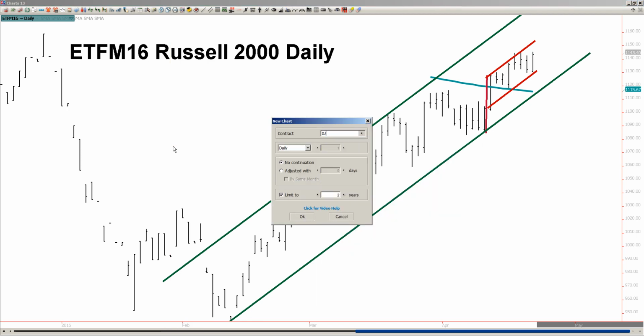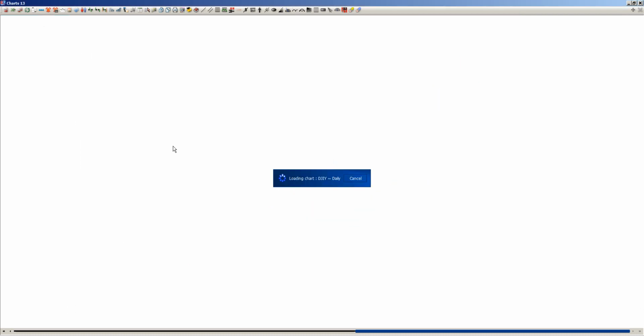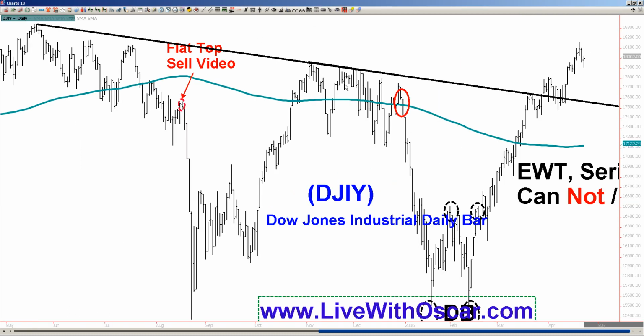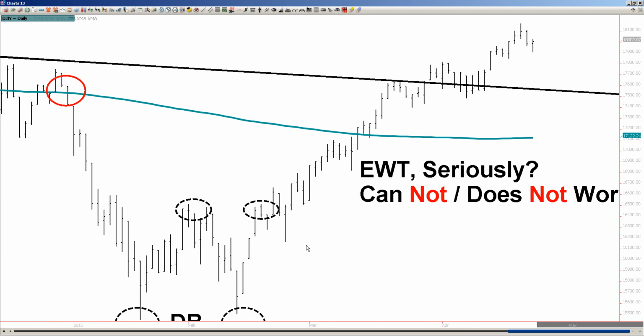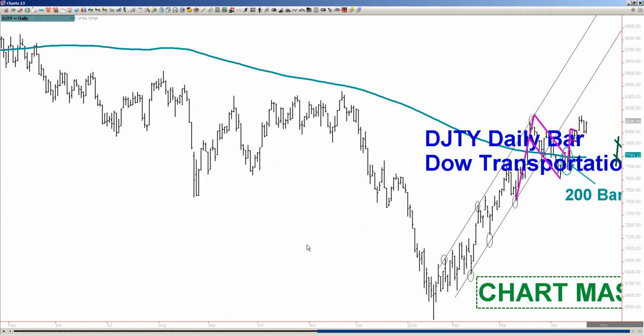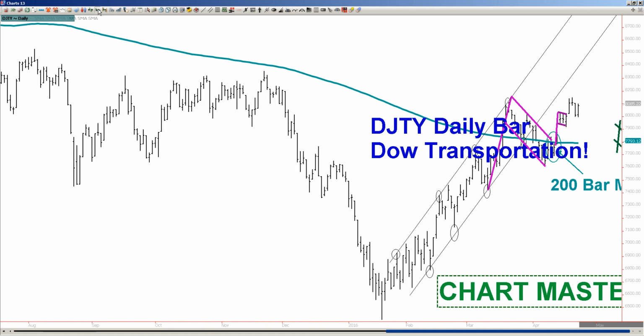Then we go here. Let's go to the Dow Jones Industrial Average. Dow Jones Industrial Average looks just fine. We're only going to look at this for a moment. That looks just fine if you ask me. So let's just move right out of here. Let's go to the Transportation Average.